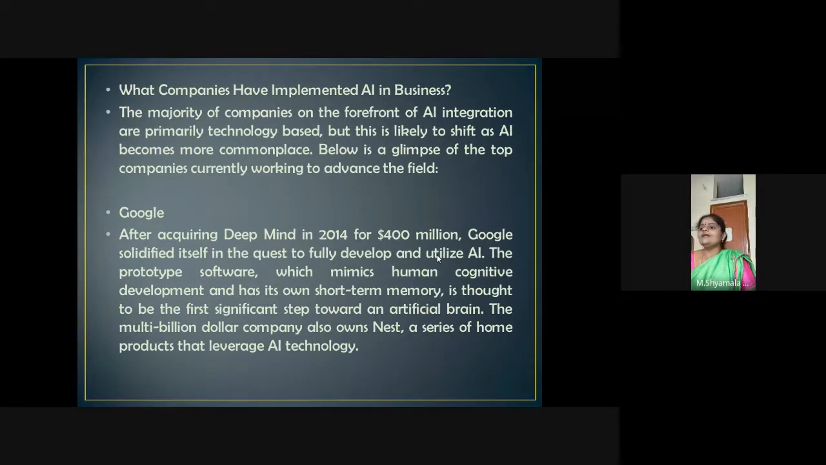Google, after acquiring DeepMind in 2014 for $400 million, solidified itself in the quest to fully develop and utilize artificial intelligence. The prototype software, which mimics human cognitive development and has its own short-term memory, is thought to be the first significant step toward an artificial brain. The multi-billion dollar company also owns Nest, a series of home products that leverage AI technology.